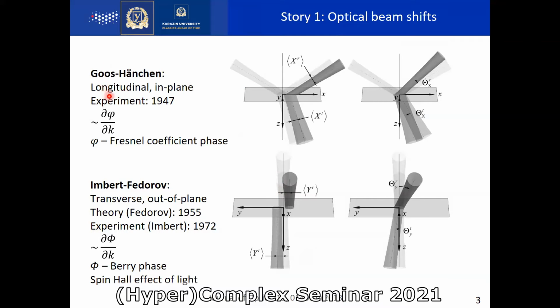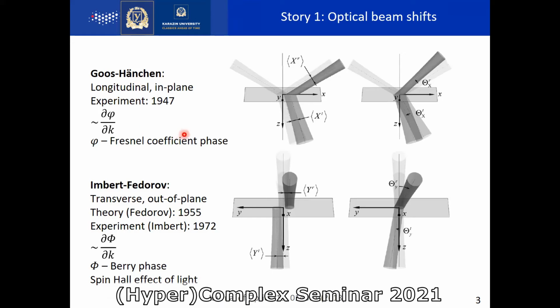The first is the Goos-Hänchen shift. It is proportional to the Fresnel coefficient phase. It is the longitudinal shift. And the second one is the transverse shift, so out of the plane of incidence. It was theoretically predicted in 1955 by the Belarusian physicist Fedorov, and then experimentally discovered by Imbert. It is proportional to the gradient of the Berry phase, and it is a very popular phenomenon today, which is widely studied, the so-called spin-Hall effect of light, or photonic spin-Hall effect. It's just a partial case of the Imbert-Fedorov shift.